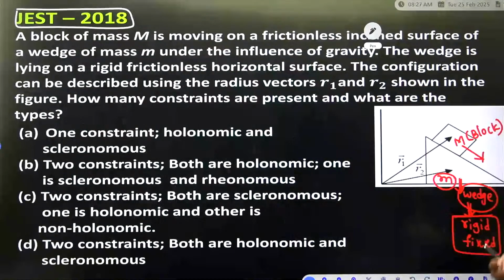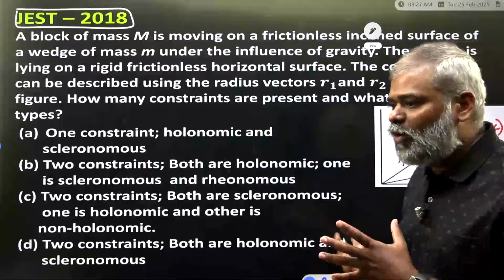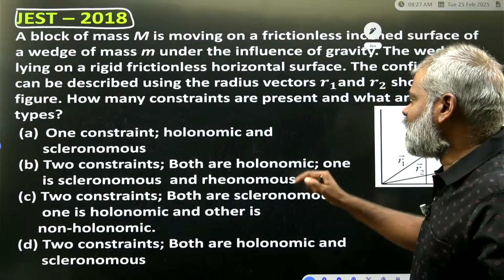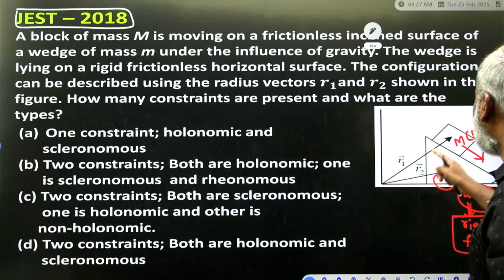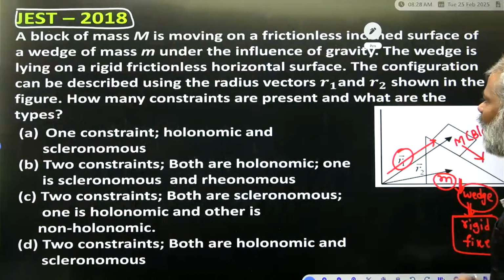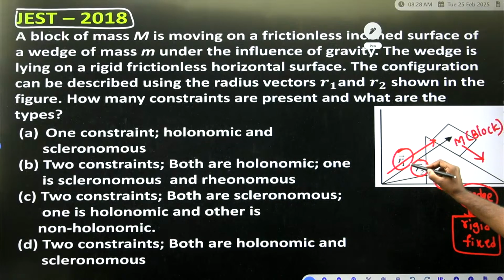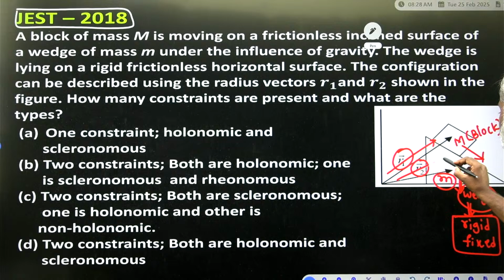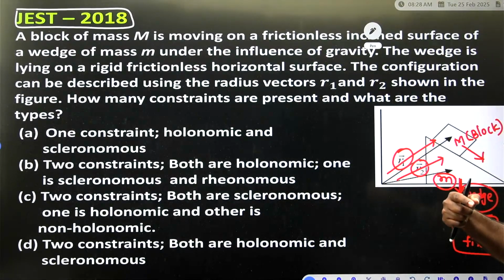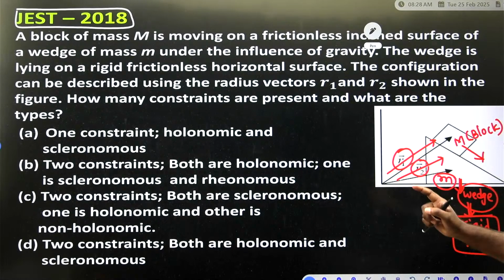So the wedge means the number of degrees of freedom to describe the system. The configuration can be described using the radius vector r1 through the block, and using the radius vector r2 through the wedge, as shown in the figure. How many constraints are present and what are the types? You have to see how many constraints are present and what types you have to take.